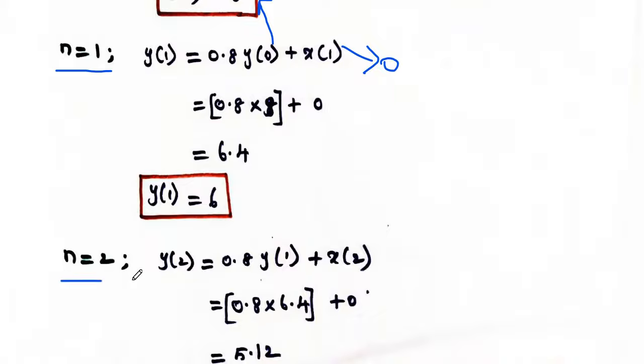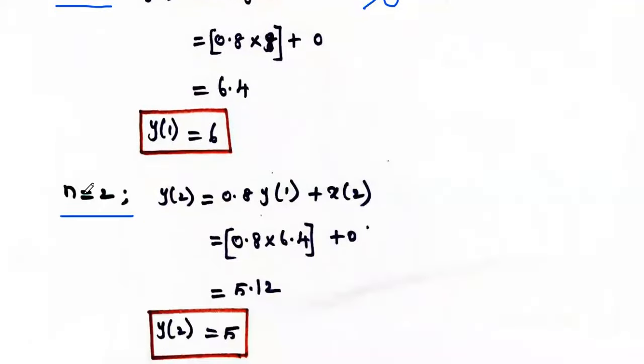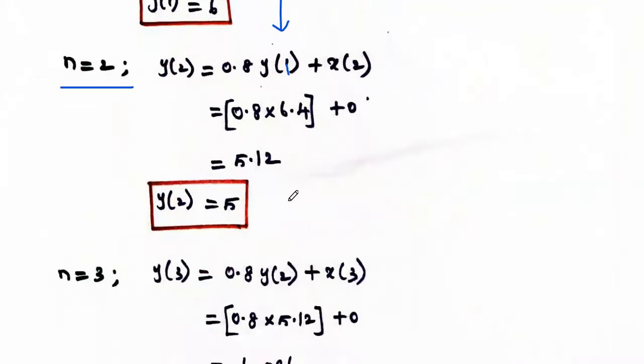Okay. Then we have to calculate the system output at the next time, n equal to 2. So at n equal to 2, you see y of 2 equal to 0.8 into y of 1 plus x of 2. So here the y of 1 value is 6.4. Okay, so if you are calculating, you can get the answer 5.12. So 5.12 is approximately written as 5. So y of 2 value in decimal number is 5.